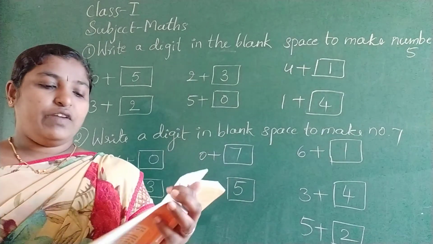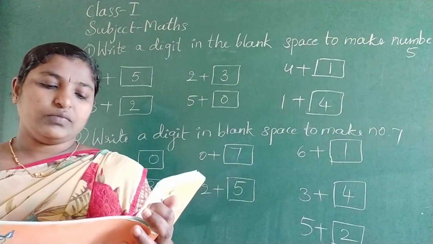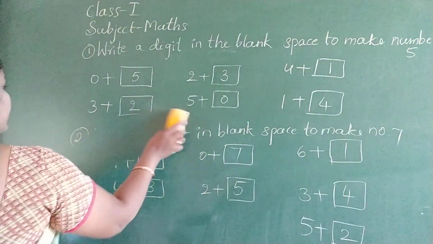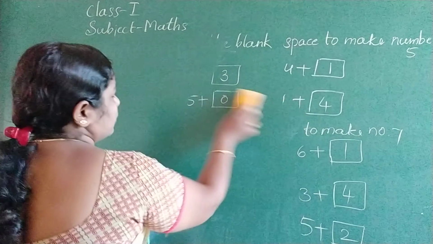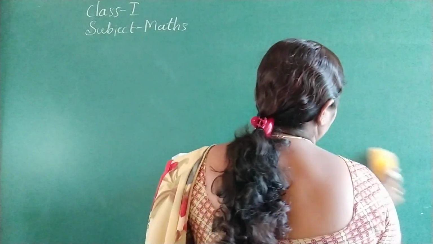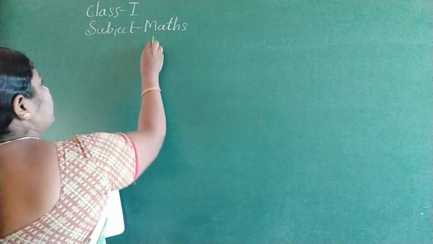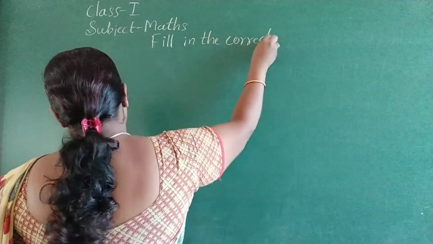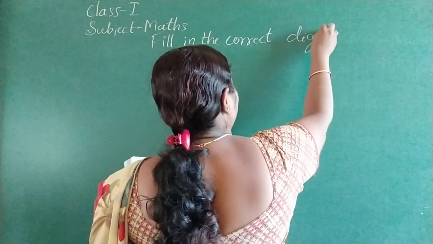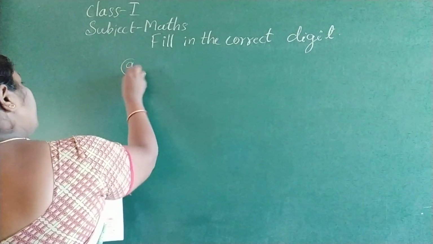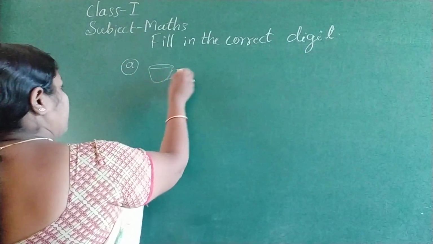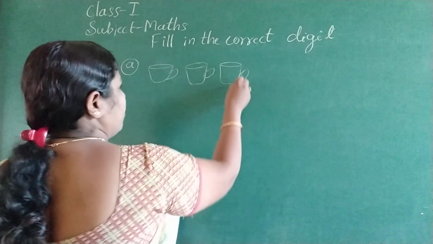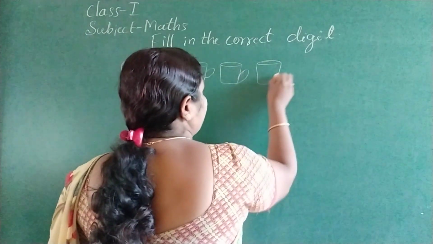Next, come to the quick check. Fill the correct digit in the given box. Out of the first box, cups.